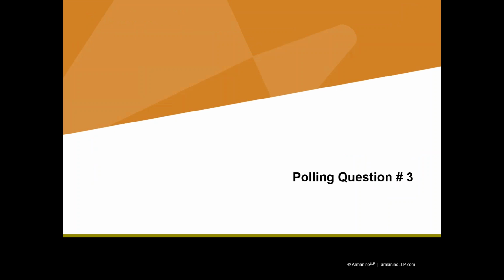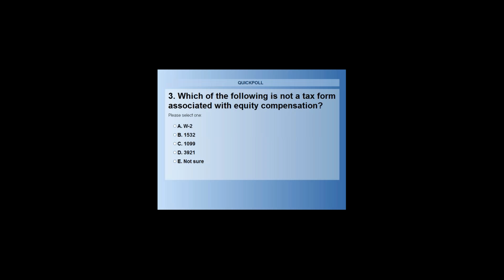Okay, so polling question number 3. Which of the following is not a tax form associated with equity compensation? W-2, 1532, 1099, 3921, or you just don't know? Let's give that a couple seconds and we'll see what people respond to.